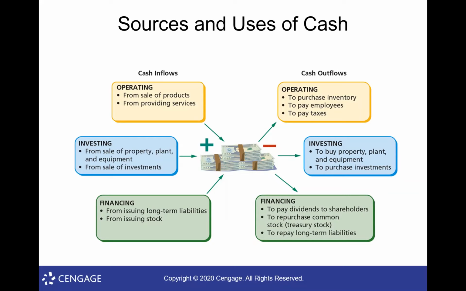From investing, we bring in cash from the sale of property, plant, and equipment, from the sale of investments, and cash outflows to buy property, plant, and equipment, to purchase investments. From financing, from issuing long-term liabilities, this is where we bring cash in. From issuing stock. And cash goes out from financing for paying dividends to shareholders, repurchasing stock, and to repay long-term liabilities. So I like this slide because it just, in a nutshell, is everything I just explained all on one slide.